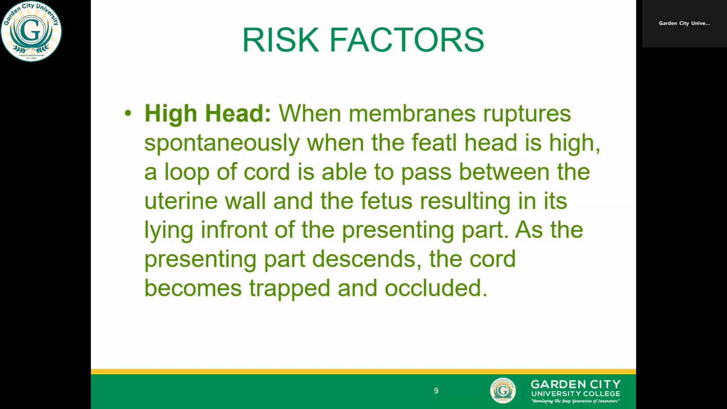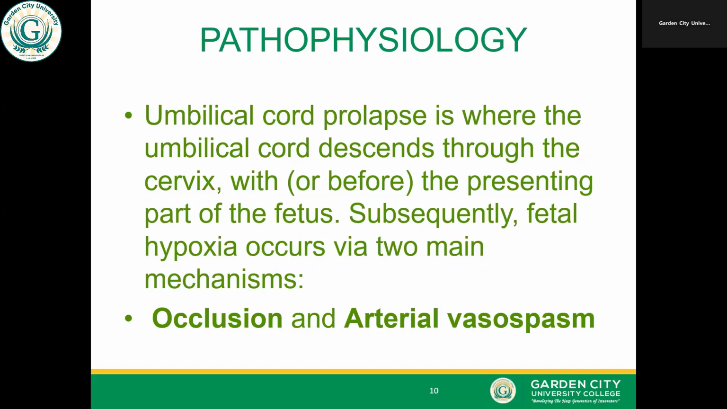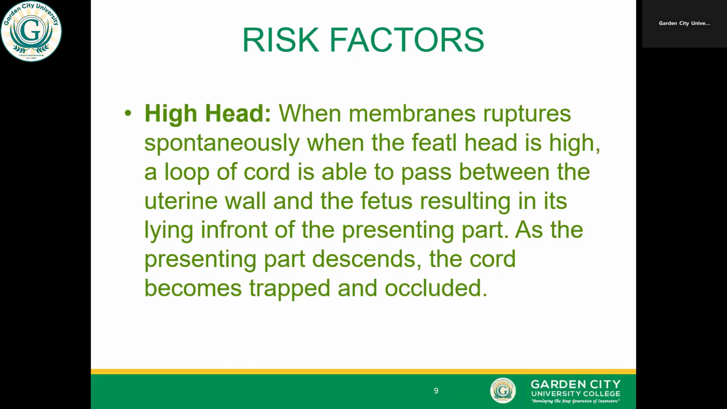Then when the head is high, as I said, in the artificial rupture of membranes, we shouldn't attempt to rupture membranes when the head is high because it will cause prolapse of the cord to occur. So when membranes rupture spontaneously, when the fetal head is high, a loop of cord is able to pass between the uterine wall and the fetus, resulting in it lying in front of the presenting part. As the presenting part descends, the cord becomes trapped and occluded.